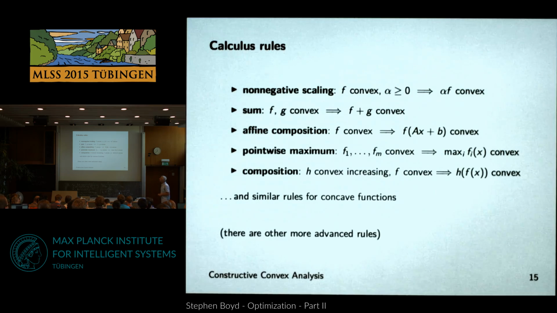Okay. Affine composition. If I have a function, and I precompose it with an affine function, that's going to be convex. Why? Because if I have x and y and some theta, and I form theta x plus 1 minus theta y, and I put this through here, it's the same as theta times Ax plus b, plus 1 minus theta times Ay plus b. So that just passes right through.